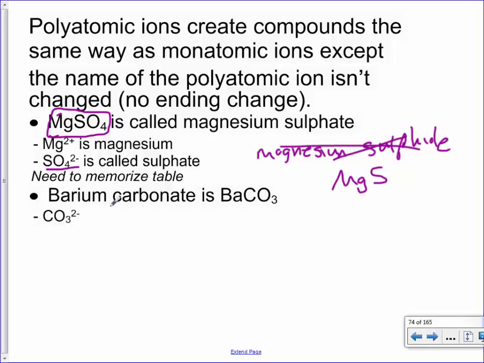So here's another one. Barium carbonate is BaCO3. So hopefully you guys can find a CO3 2- somewhere in that table there. CO3 2- is known as carbonate.